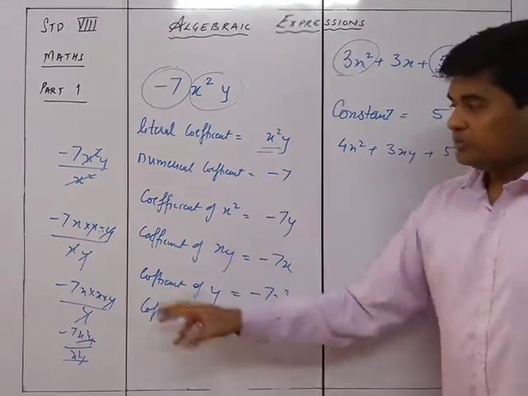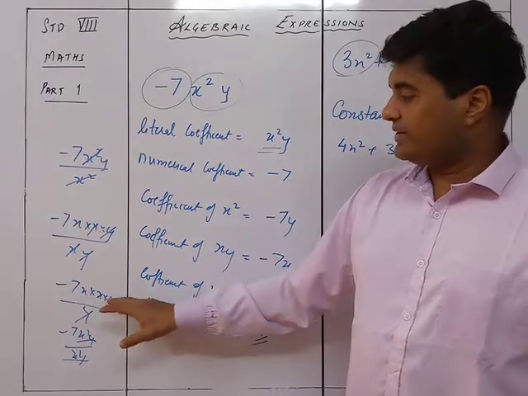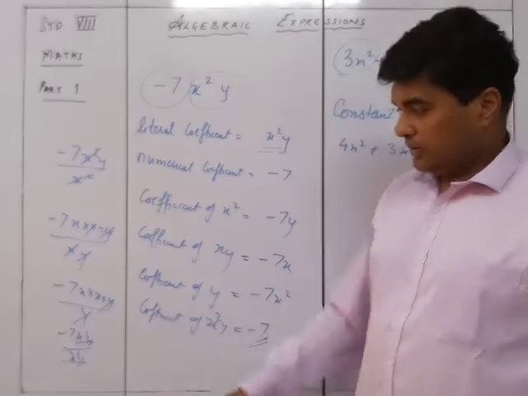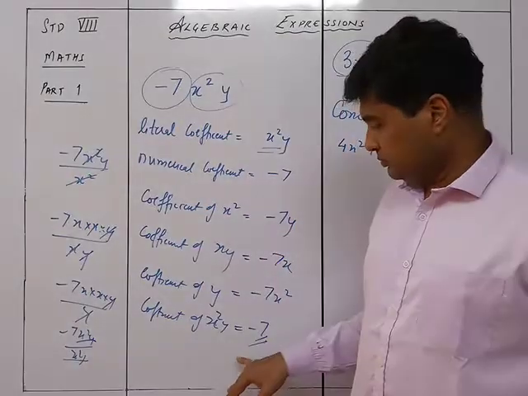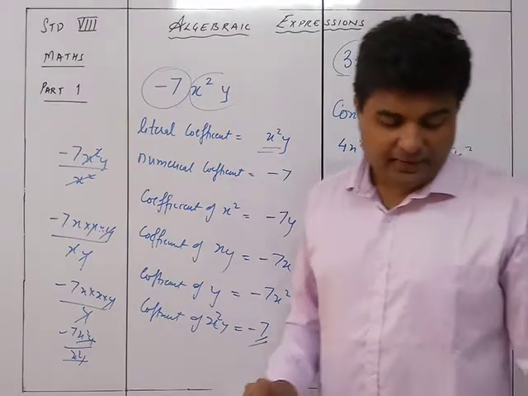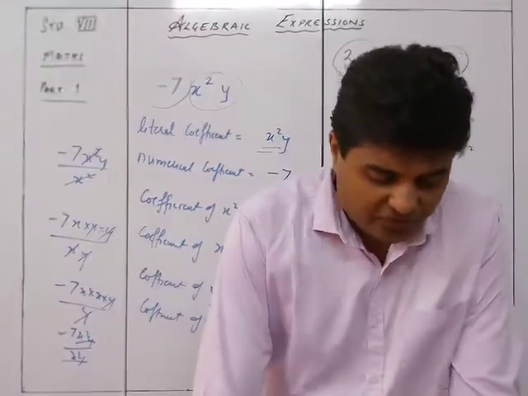Coefficient of y: minus 7 into x square into y, the y gets cancelled. What will remain is minus 7x square. Coefficient of x square y will be minus 7. Okay, so this is the coefficient.